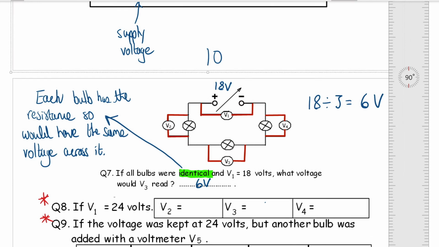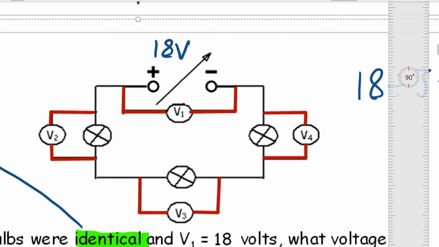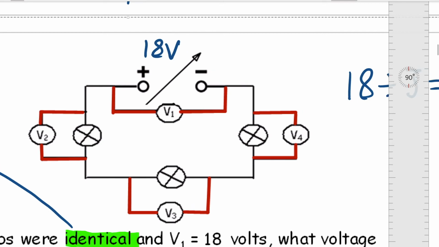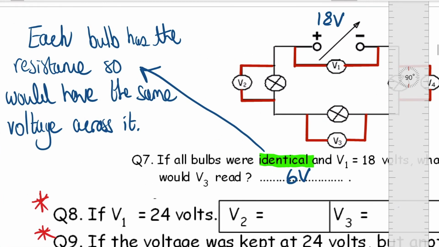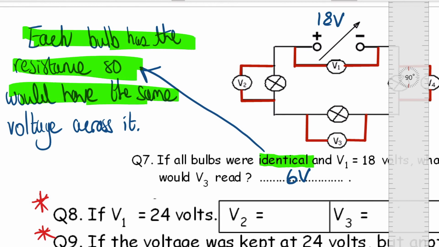Page 11, what we've got here is that same circuit. This time we've got an 18 volt supply, and that 18 volt is going to be split between V2, V3 and V4. If the bulbs are identical, which they are, and I've put a little annotation here to explain the significance of that one word, identical.